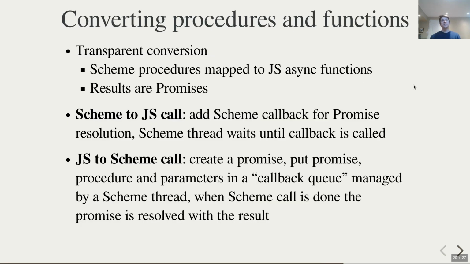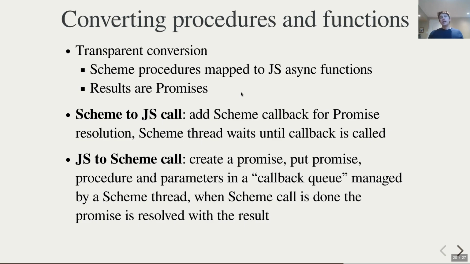Now, how do we convert procedures and functions? Well, you would think that it would be relatively trivial to map scheme procedures to JS functions. Well, what we chose was to map the scheme procedures to JavaScript async functions, such that every result is a promise. This means that when you have a scheme to JavaScript call, you add a scheme callback for a promise resolution, and then the scheme thread waits until this callback is called and stores the result inside a mutex thread local variable, or a mutex specific field.